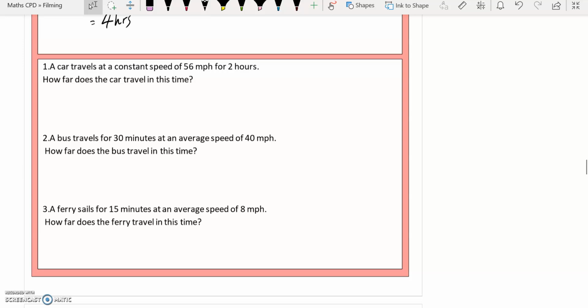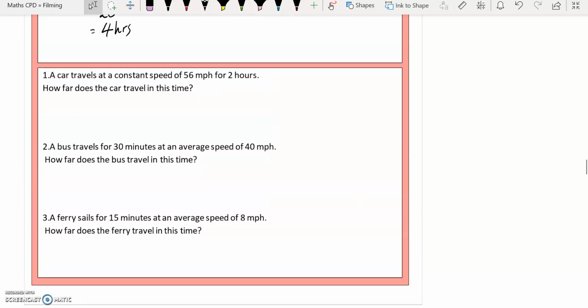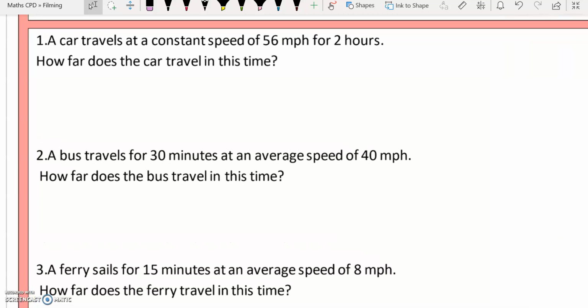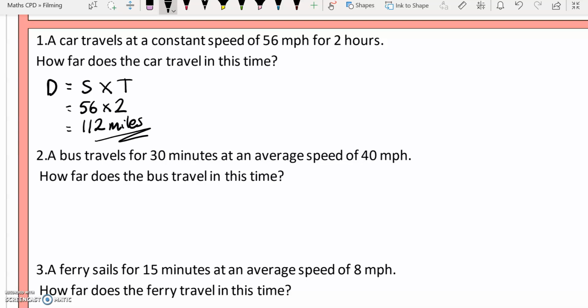Okay, there's 3 final questions here at the bottom. That will go over quite quickly. A car travels at a constant speed of 56 miles for 2 hours. How far does it travel in this time? Okay, so how far does it travel? That's a distance question. And we know to calculate distance, we do speed times time. The speed is 56 miles per hour. The time is 2 hours. 56 times 2 is 112, and if it's miles per hour, that's going to be 112 miles. That's quite a straightforward one.